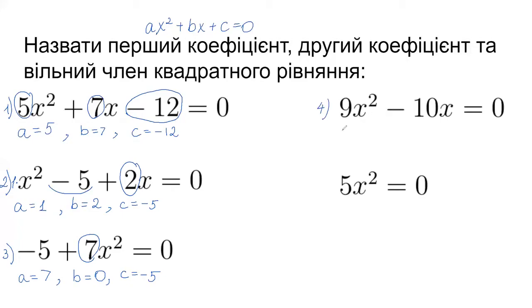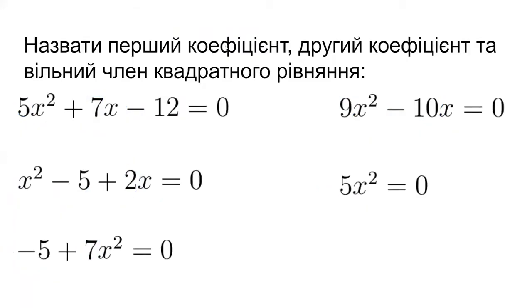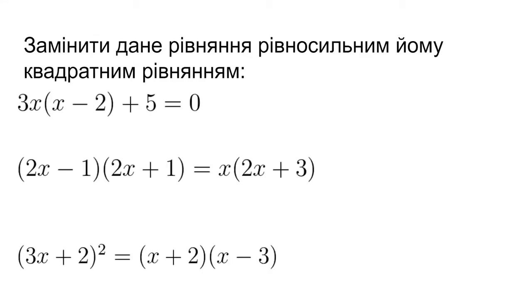So let's see the next column. Equation 4, 9x squared minus 10x equals 0. What's your coefficient a? It's easy, yeah? It's 9. So what's your coefficient b? Is it 10? It's negative 10, you're right. And do you have c? No, you don't. So c equals 0. Okay, let's see the last example. Here, 5x squared equals 0. We have just one coefficient here with x squared, which is 5. And you don't have any b or c there.